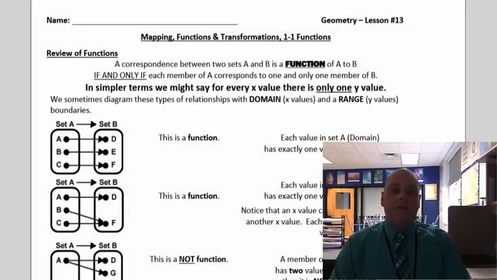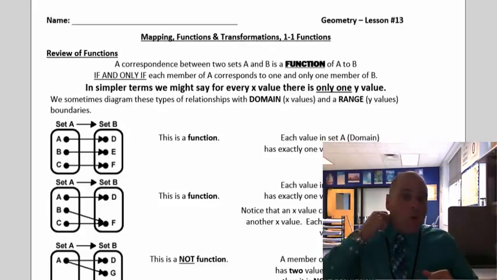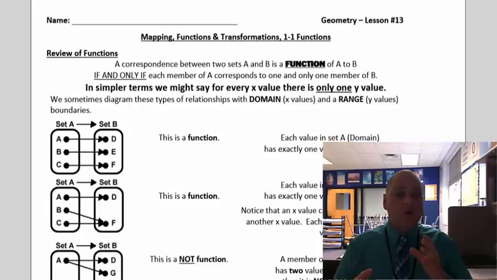All right, getting into mapping functions and transformations. So we're going to look at a few different things in this lesson. First, we start off with a review of functions. Now, functions from Algebra 1 are going to be related to what we do with transformations in geometry, and I want you to try and see that connection here.